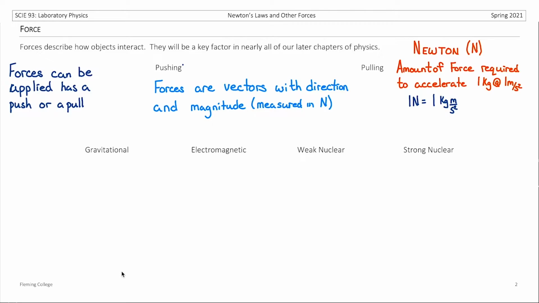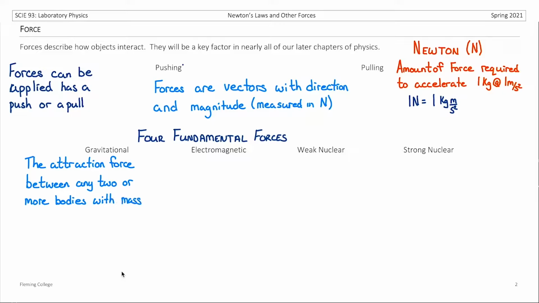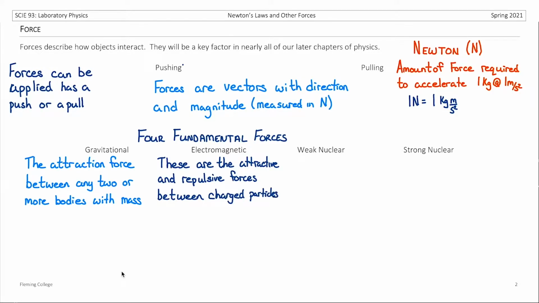In the universe, we can look at forces as being one of 4 fundamental categories. The first of the fundamental categories is gravitational forces. Gravitational forces describe the attraction force between any 2 or more bodies with mass. The second of the 4 fundamental force categories is the electromagnetic force. These are the attractive and repulsive forces between charged particles. As we get talking about the types of forces we will deal with, many of them are electromagnetic.